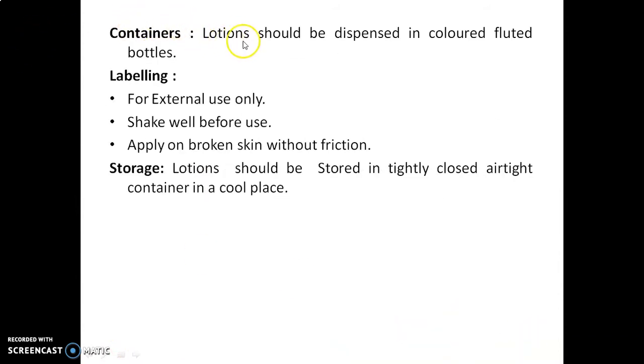Containers used: lotions should be dispensed in colored fluted bottles. Labeling for lotions: for external use only. Shake well before use and apply on broken skin without friction. Storage conditions for lotions: lotions should be stored in a tightly closed airtight container in a cool place. In the next session we will discuss the actual experiment.